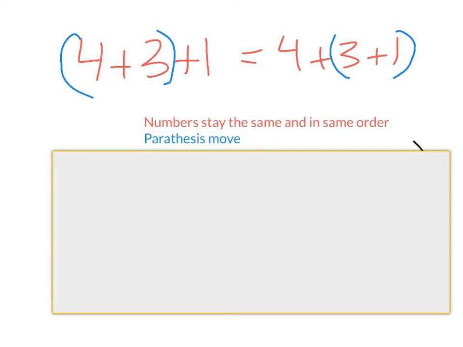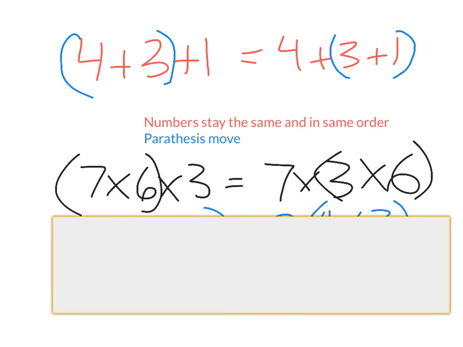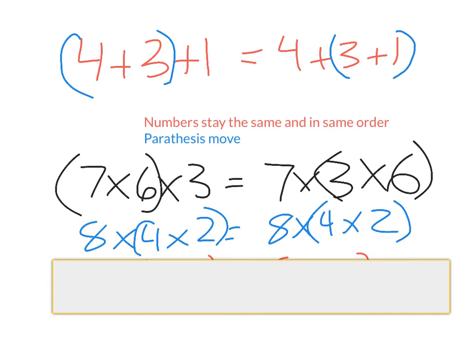Now the associative property for multiplication is the exact same thing. The big difference is instead of plus signs you're going to have multiplication signs. So in our first example we have here, this would not be an example of the associative property because I've got (7 × 6) × 3, and I've got 7 × (3 × 6). While my parentheses did move from over the first two factors to the second two factors, the 6 and the 3 have changed position.